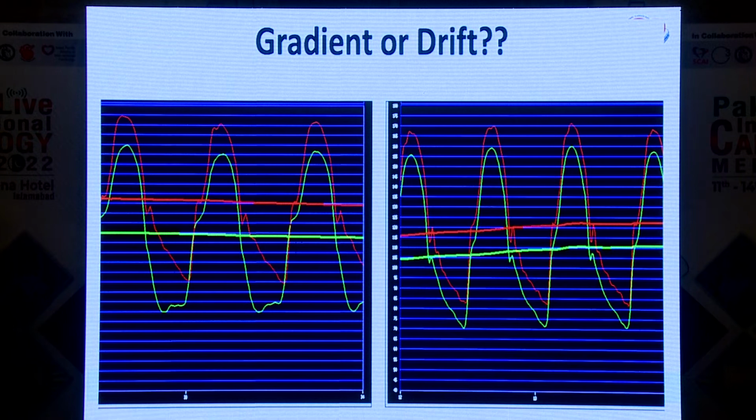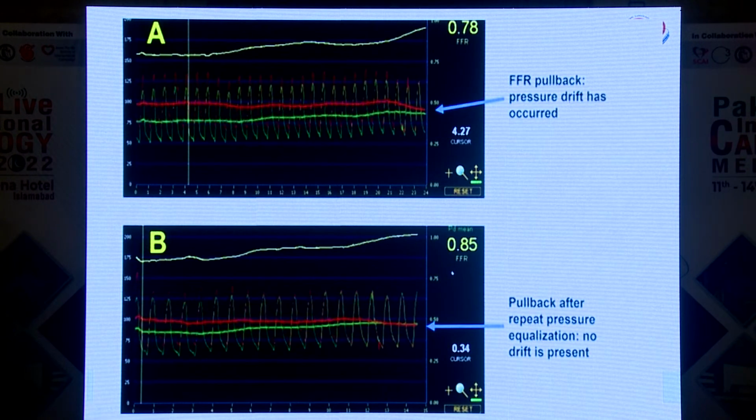Gradient or drift. Now when you put the wire across a significant lesion, it will have this ventricularization appearance in most cases. So if it looks exactly like the aortic pressure tracing, then it might be a drift, if you're getting the pressure tracing lower than the aortic pressure and it looks exactly the same. And this is an example of a drift. Patient FFR was 0.78. When you pull back, there's a pressure difference between the wire and the guide tip. And when you equalize and advance the wire again, actually the FFR was 0.85.